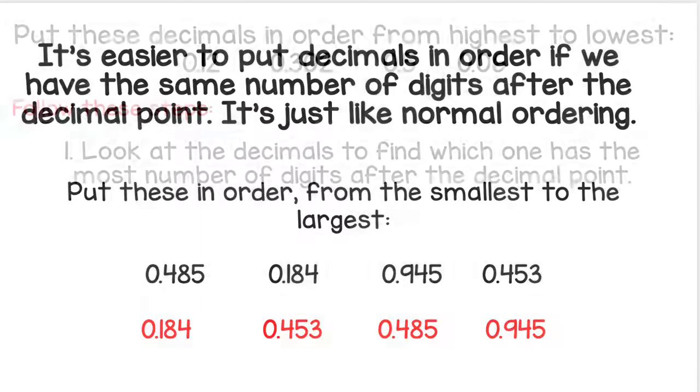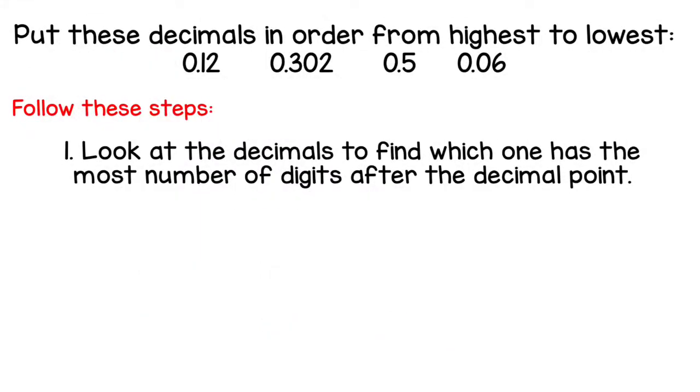0.945. Now, if they haven't got the same number of digits after the decimal place, there is a series of steps that you need to remember. So for these questions, we're going to be putting 0.12, 0.302, 0.5 and 0.06 from the highest to the lowest.